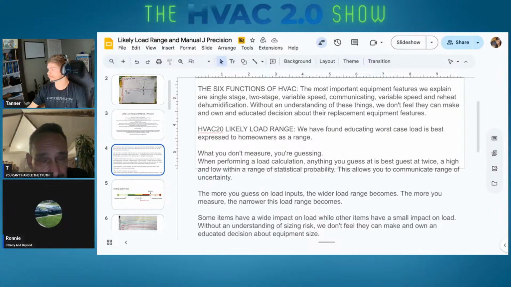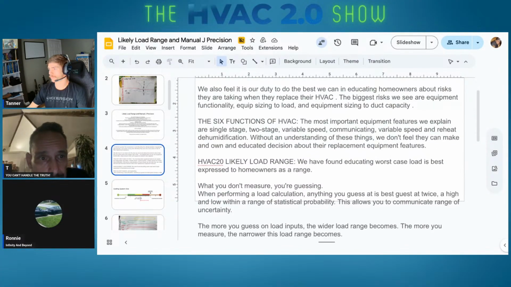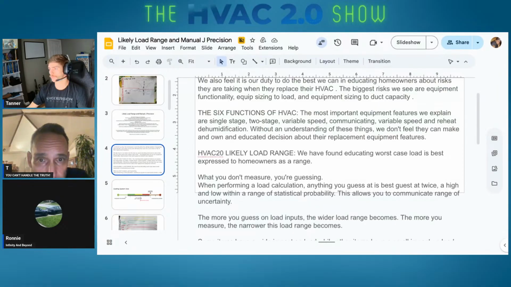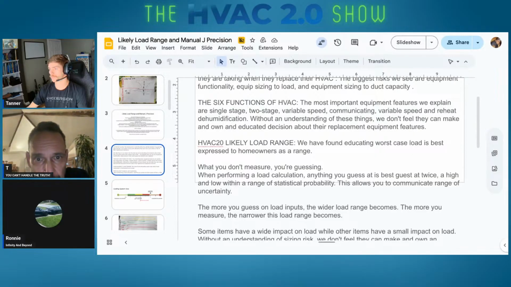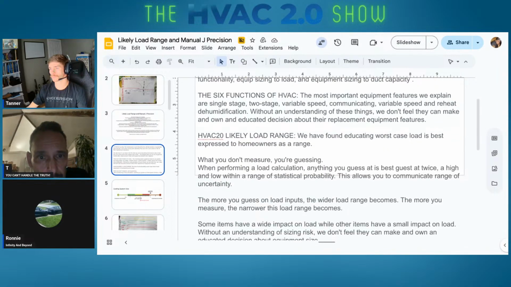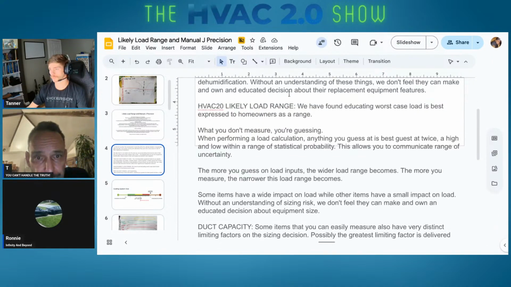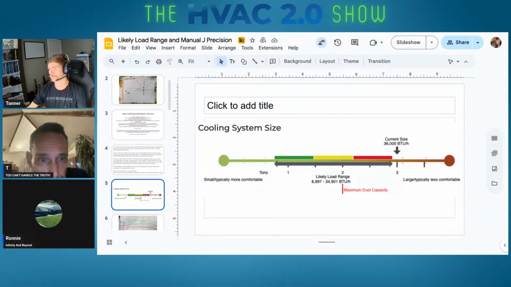The 6 functions of HVAC really help them understand functionality. The most important equipment features we explain are single stage, 2-stage, variable speed, communicating, and reheat dehumidification. Without an understanding of these things, we don't feel they can make and own an educated decision about their replacement equipment features. And then likely load range, we found educating worst case load is best expressed to the homeowner as a range. Again, this is what our likely load range currently looks like.